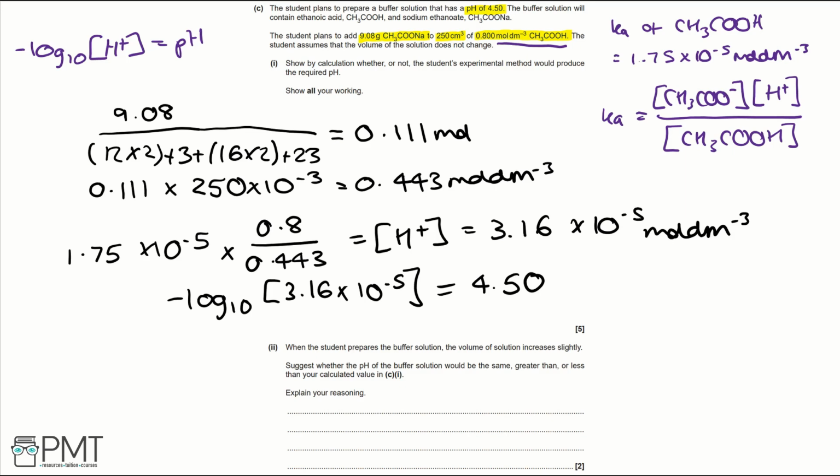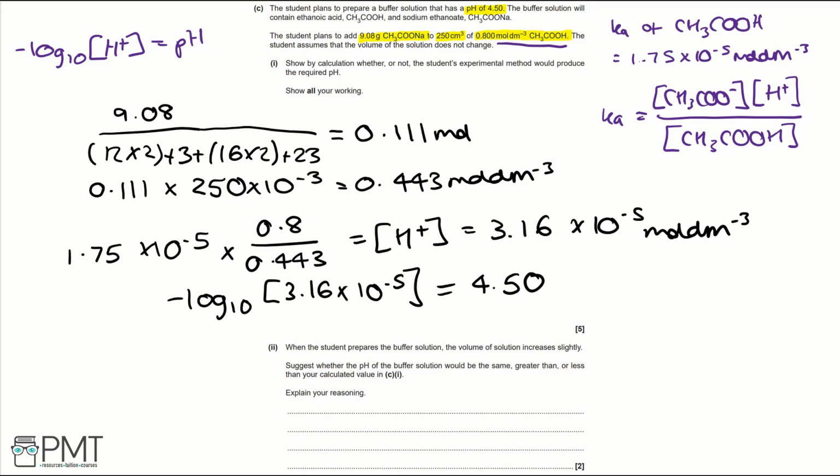Part 2. When the student prepares the buffer solution, the volume of solution increases slightly. Suggest whether the pH of the buffer solution would be the same, greater than, or less than your calculated value in C Part 1. Explain your reasoning.